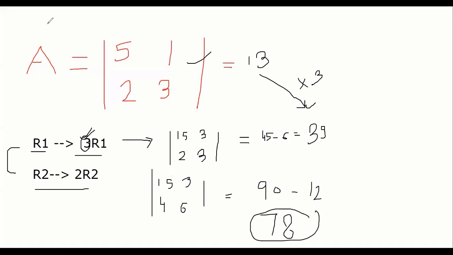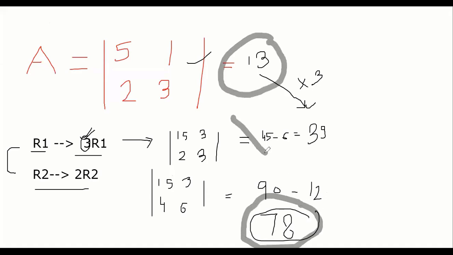See very carefully now. Original value was 13. Now it becomes 78. How many times? It becomes 6 times. Why? Because 3 times because of this, 2 times because of this. Agree everybody? Is everyone clear or any doubt? Everybody clear.